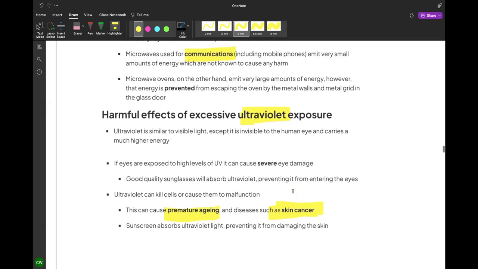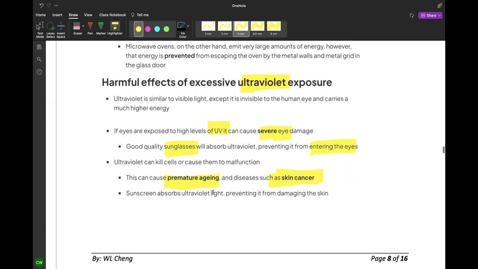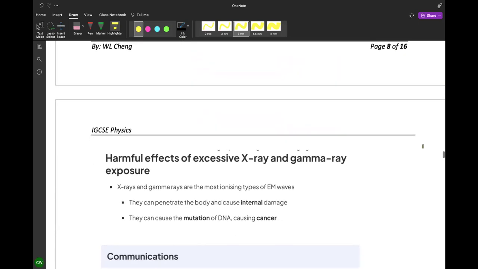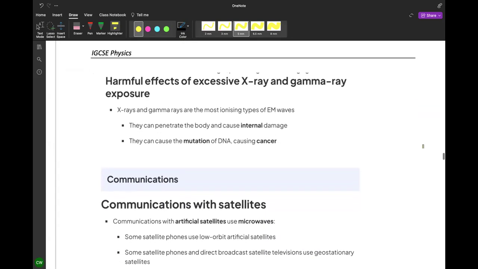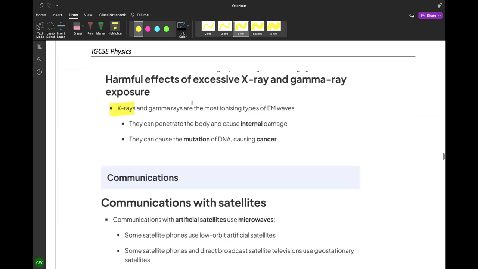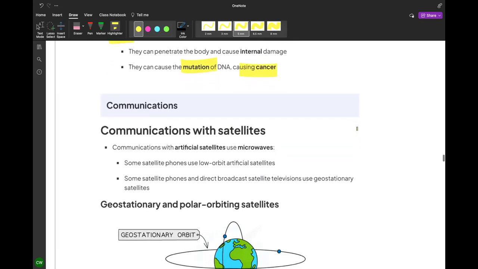If you are exposed too much to UV, your eyes will be damaged. So that's why under the sun, it is better to use sunglasses to protect your eyes. Sunscreen absorbs UV and prevents damage to the skin. This is the explanation for X-ray: gene mutation, cancer. That's all about the harm of X-ray and gamma ray.